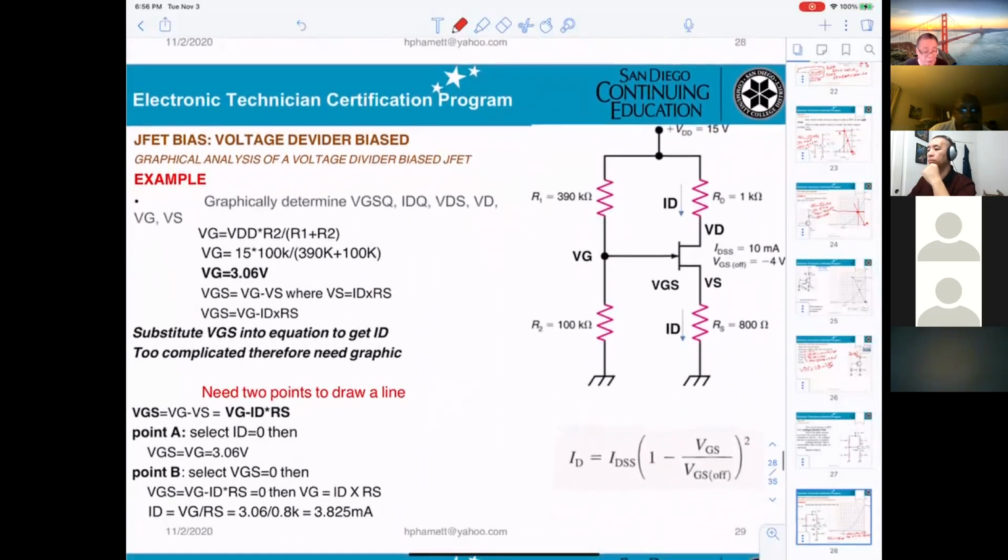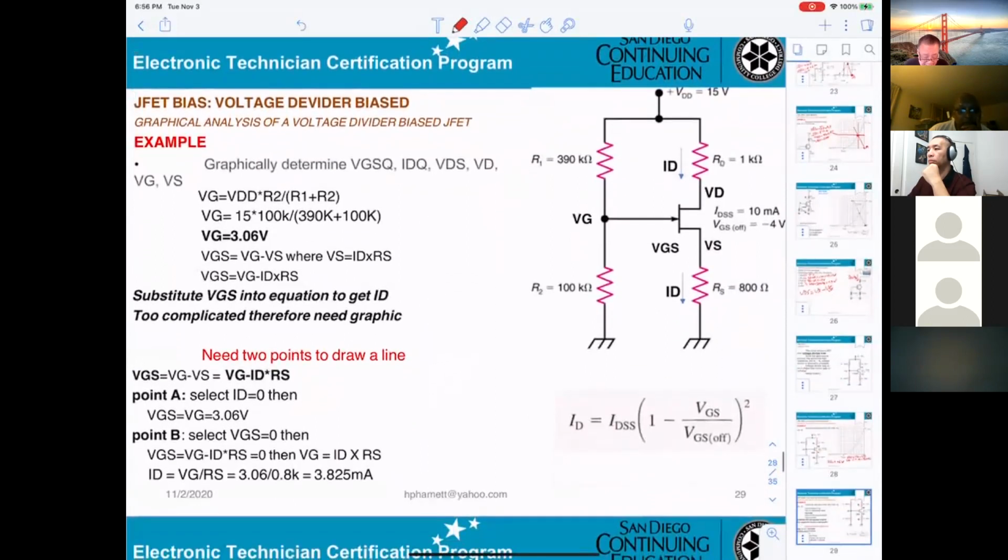Okay. On your handout, you already get that. We're doing calculation right here. VG equals 3.06. Okay. And now we get this is the equation right here: VGS equals VG minus ID times RS.